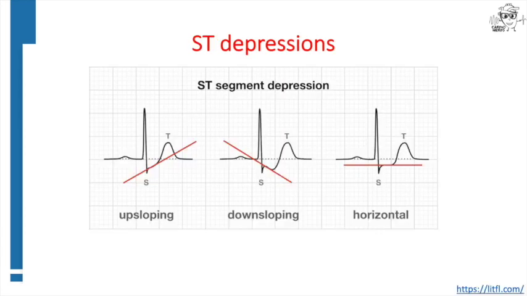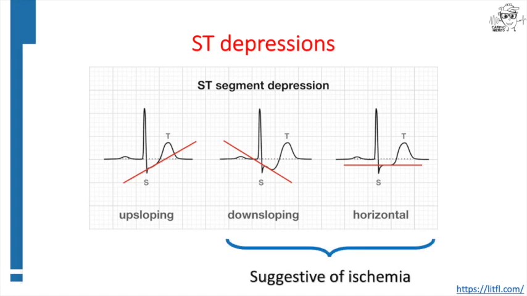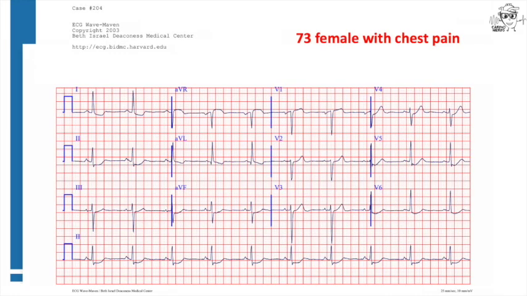Unlike ST elevations, ST depressions are non-localizing. They come in 3 flavors according to the slope of the ST segment. New horizontal or downsloping ST depressions greater than or equal to 0.5 millimeter in 2 contiguous leads are suggestive of ischemia in the appropriate clinical context. Here is an EKG of a patient with 3-vessel disease presenting with ischemia.